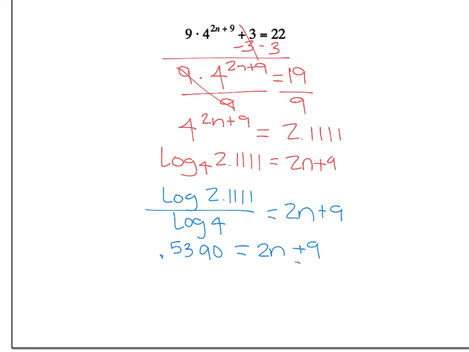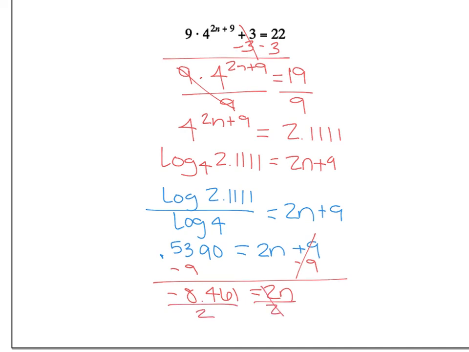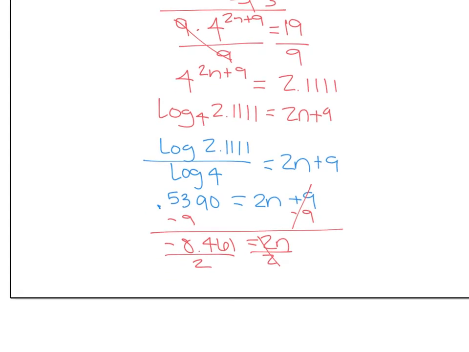So I'm going to subtract the 9 from both sides. So on the left, I'll have negative 8.461 equals 2n. Divide both sides by 2. And I'm going to get negative 4.2305 equals n.